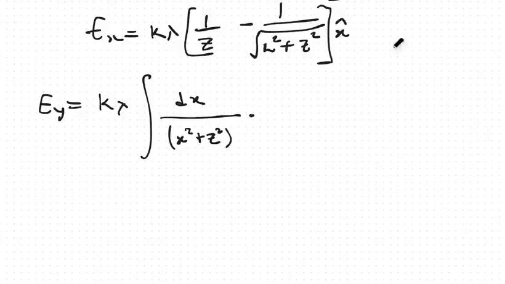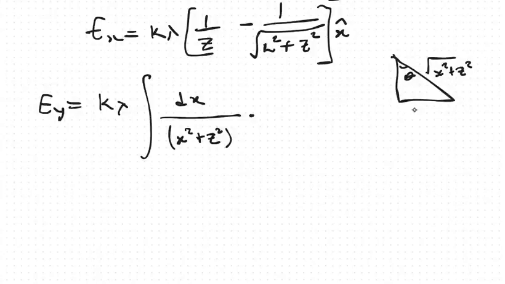multiplied by cos theta, and this is the triangle we have. Here is the square root of x squared plus z squared, and this is theta, here is x, this is y, this is z. So then cos theta will be equal to adjacent, which is z divided by the square root of x squared plus z squared. Then the limit is 0 to L.